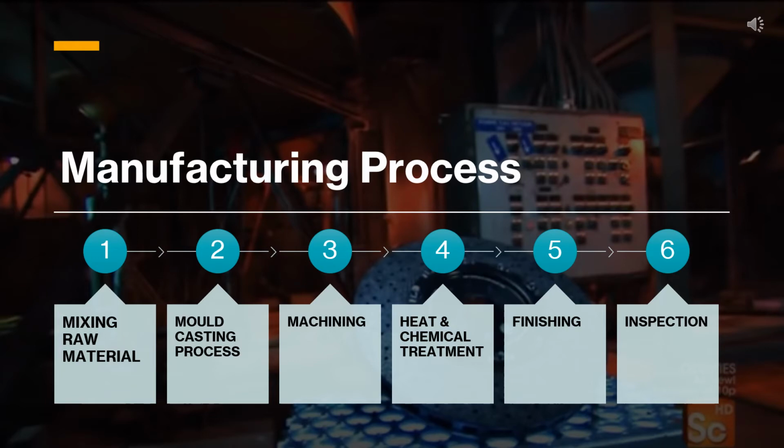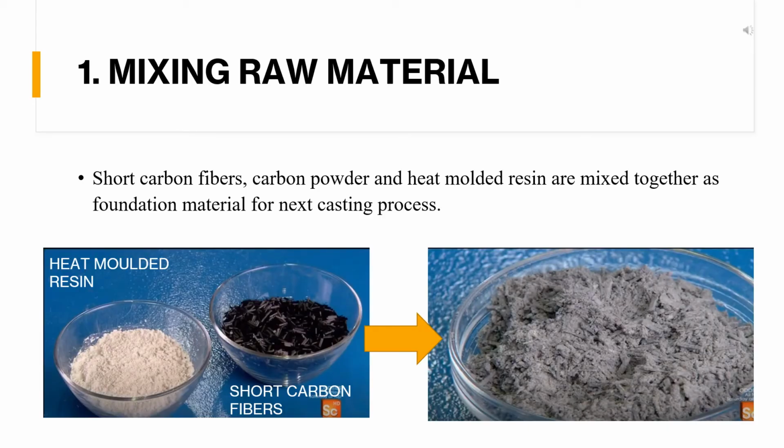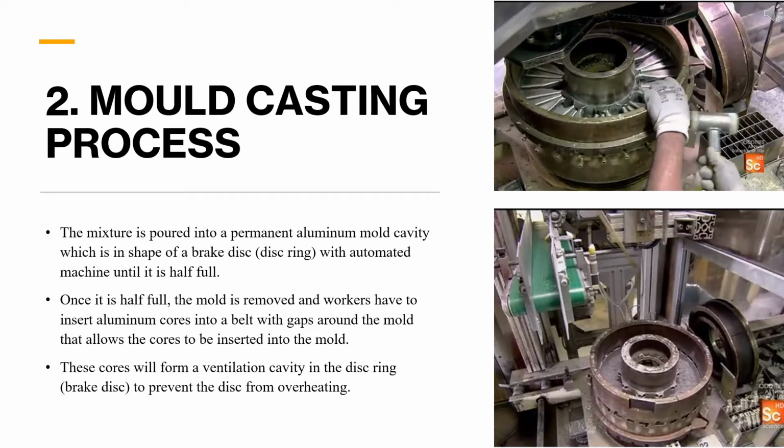The following flowchart shows the basic, common manufacturing process of the brake rotors from the start to the end, starting with mixing raw material, and the last is the inspection. So the first one is mixing raw material. The short carbon fibers, carbon powder, and heated molten resin are mixed together as the foundation of the material for the next casting process. The mixture is poured into the permanent aluminium mold cavity, which is in the shape of the brake disc, with an automated machine until it is half full.